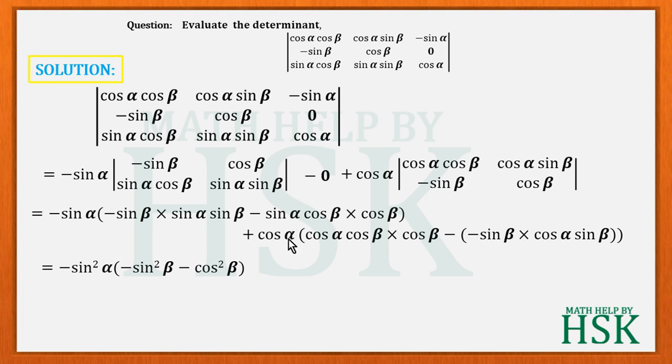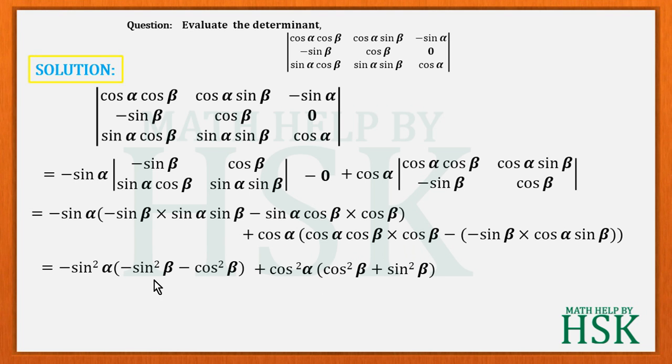Similarly, for this second term, I can see that I can take cos alpha as common because it is multiplying with both these terms. So this cos alpha, when taken common, would give me cos square alpha, and these two terms will become cos square beta plus sin square beta.